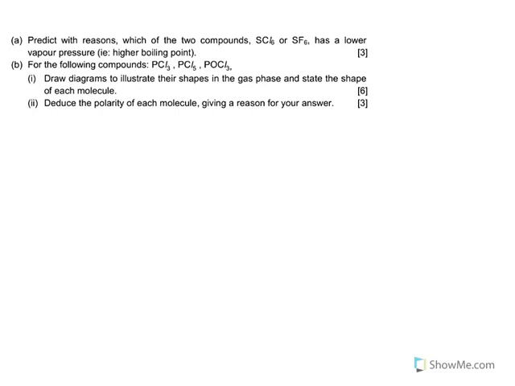Predict with reasons, which of the following compounds, SCl6 or SF6, has a lower vapor pressure, meaning higher boiling point. So the main thing is the higher boiling point. Remember the rule, SF6 versus SCl6, we check the Mr because these two compounds are simple molecular. So we analyze SCl6 and SF6. If you look at the periodic table, it is very obvious that SCl6 has a larger Mr.